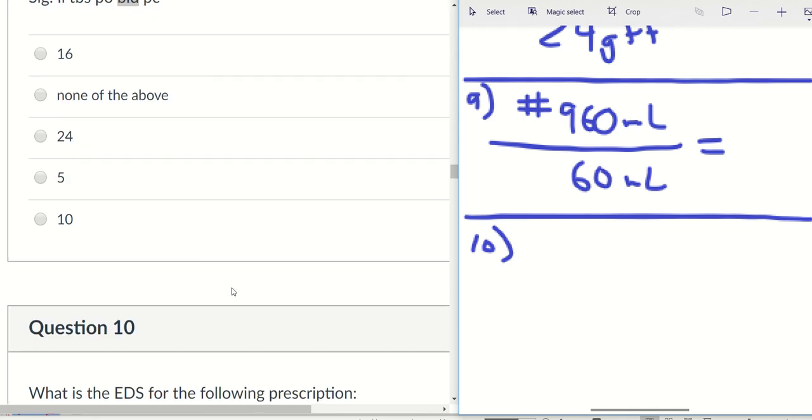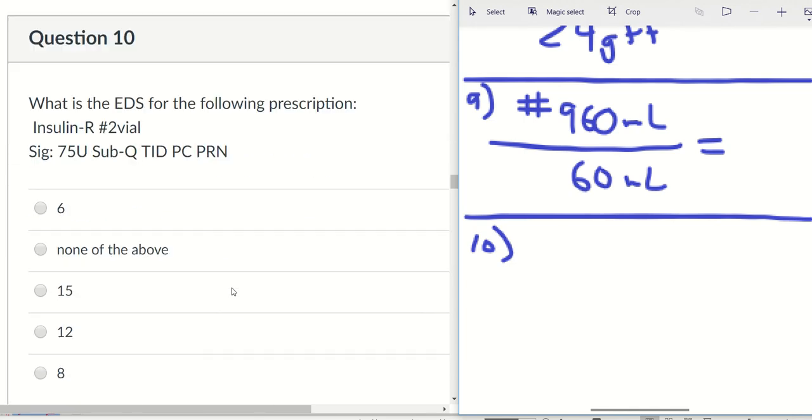So you'll see EDS questions again on the final. So just refer back to this assignment if you have any questions. All right, I got 2 vials, but how many units is that? 2 vials, how many units is it? Insulin vials, yeah. So every vial is 1,000 units. So 2 vials is 2,000 units.